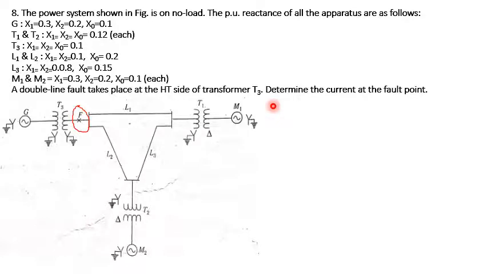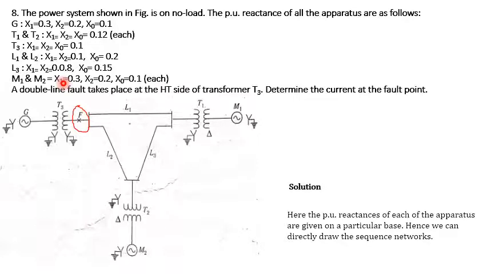Directly, from this data we'll draw the positive, negative and zero sequence diagrams. Before that we should know that it is a double line fault, so we should know the expression for the fault current and the interconnection of the sequence diagrams for this. Okay, let us draw that.